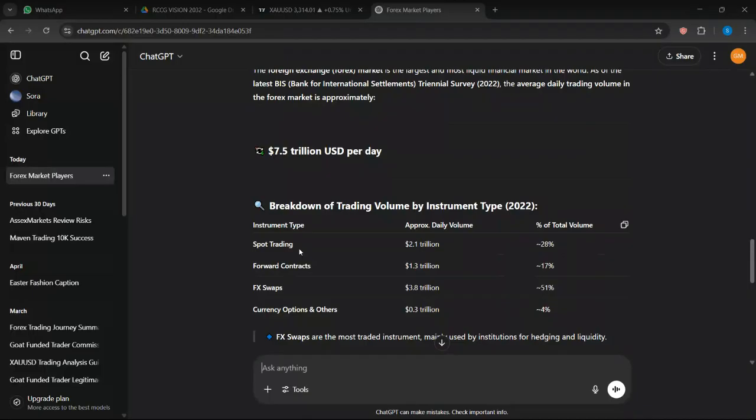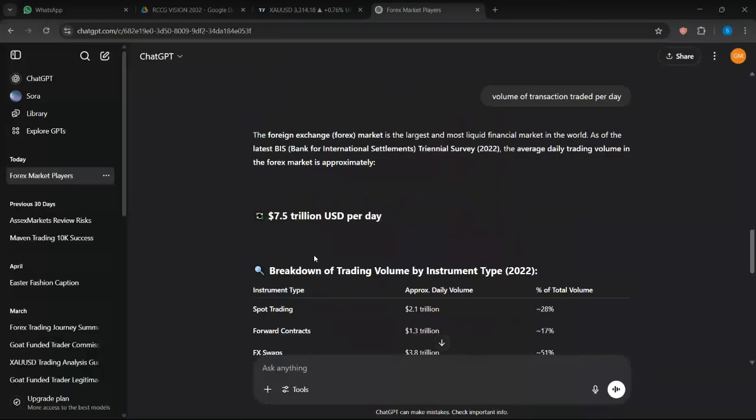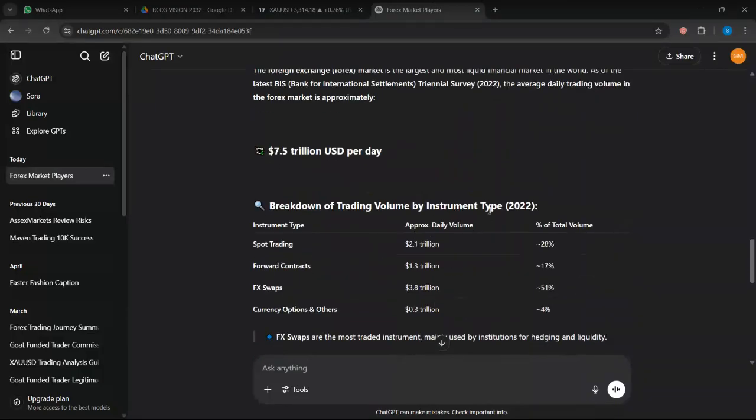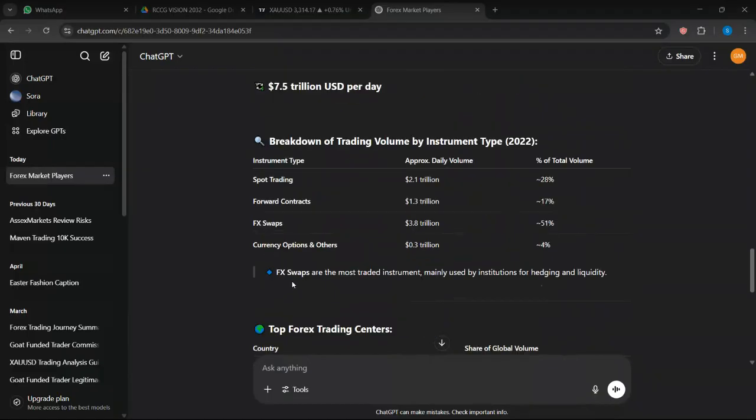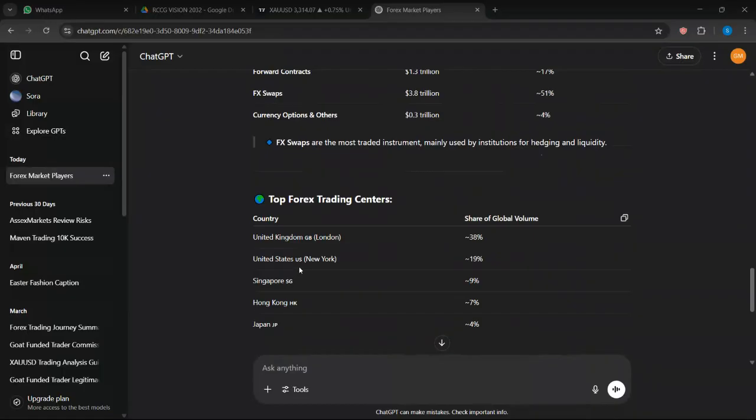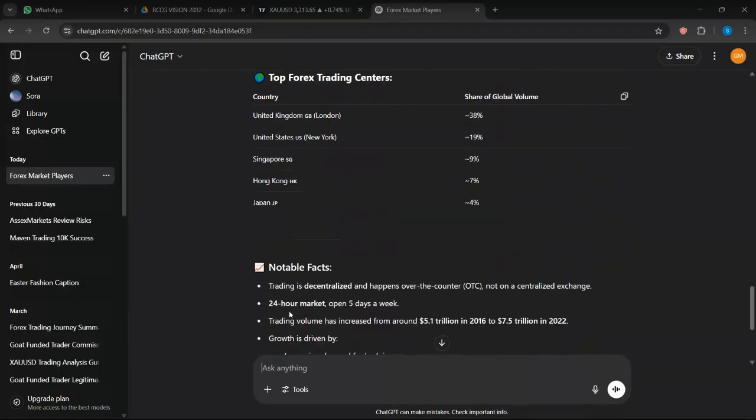So you see that the people you are competing with are big players that have the funds. You see the breakdown of the trading volume by instrument. You see spot trading is there, forward contracts, FX swaps. So it's big. For top forex trading centers, the United Kingdom is first. We know why these people are very key in this business. So you see London, then you have the United States, Singapore, Hong Kong, Japan.